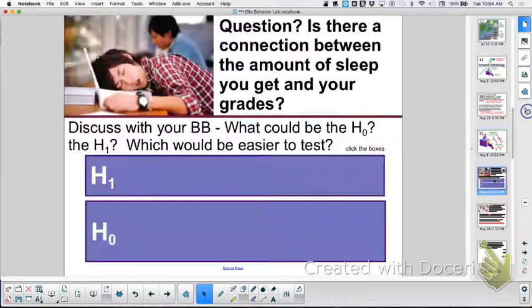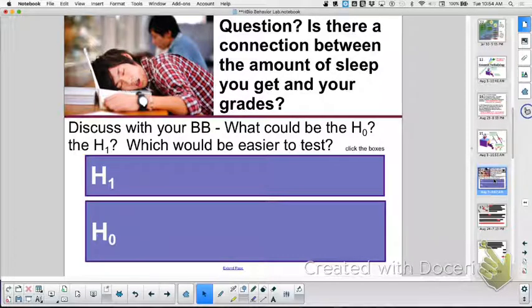So let's take a look why you might write something as a research and why you might write it as a null hypothesis. Somebody might propose that there is a connection between the amount of sleep you get and the grades you get in a class. So it says, is there a connection between the amount of sleep and the grades that you've earned?